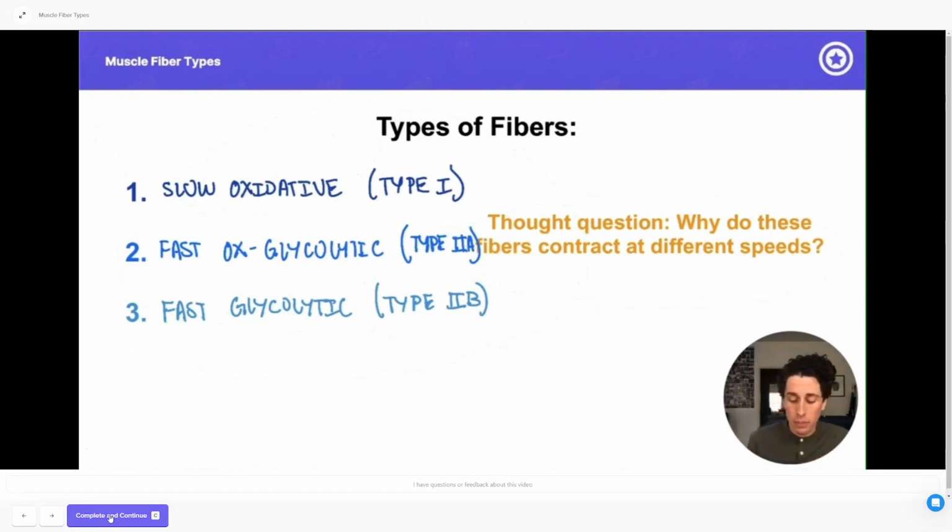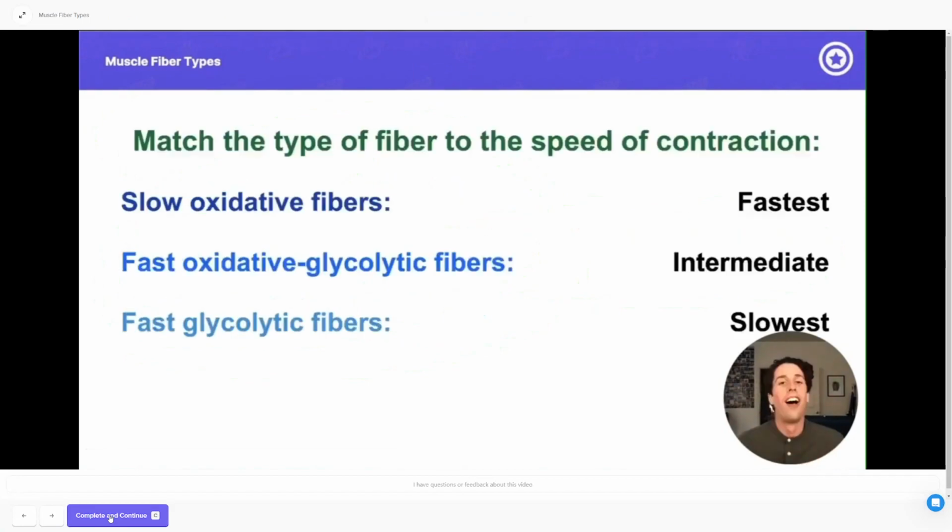And so we're going to have different speeds of that hydrolysis, and that's going to result in the different contraction speeds. So that's actually kind of cool. It ties in the sliding filament theory with those myosin heads and the cross bridge formation. It's a cool little fact about these different types of fibers and why they contract at different speeds.